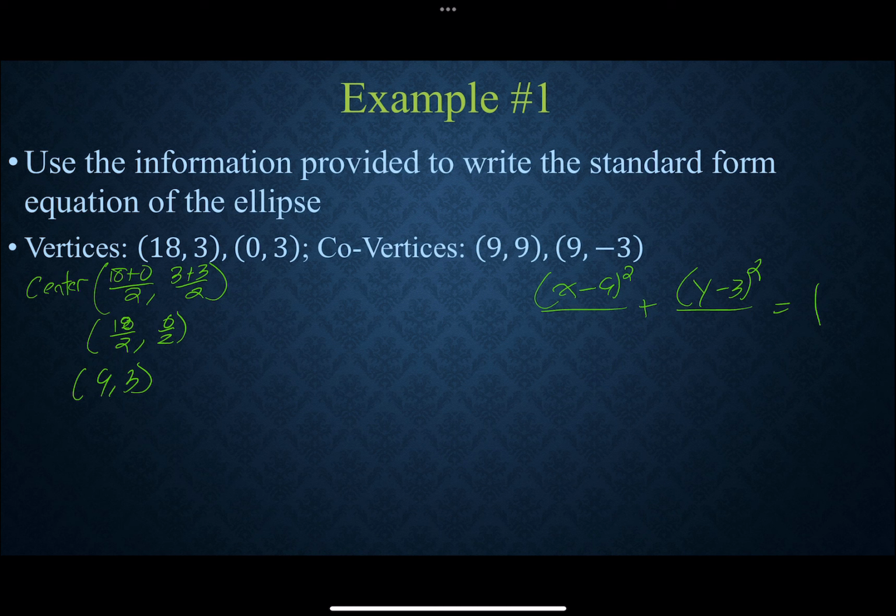Now, if you look at the vertices, the value of x is changing. We went from 18 to 0, whereas the value of y did not change. So because the x's are changing, I know this is horizontal.